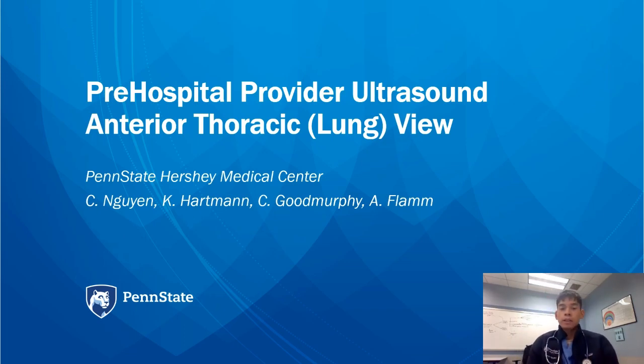I'll be walking you through the second portion of the eFAST exam. Last portion was the pericardial or subxiphoid view. Hopefully you've been able to review that well. And this one, we're going to go ahead and move towards the lungs, okay? And this is called the anterior thoracic, aka lung view, okay?